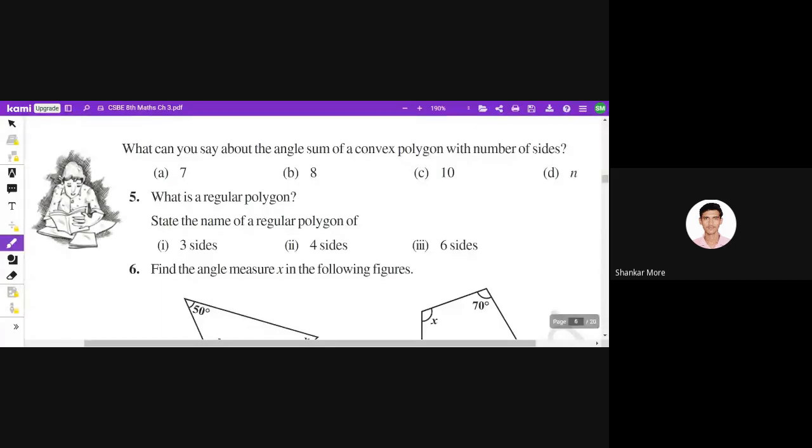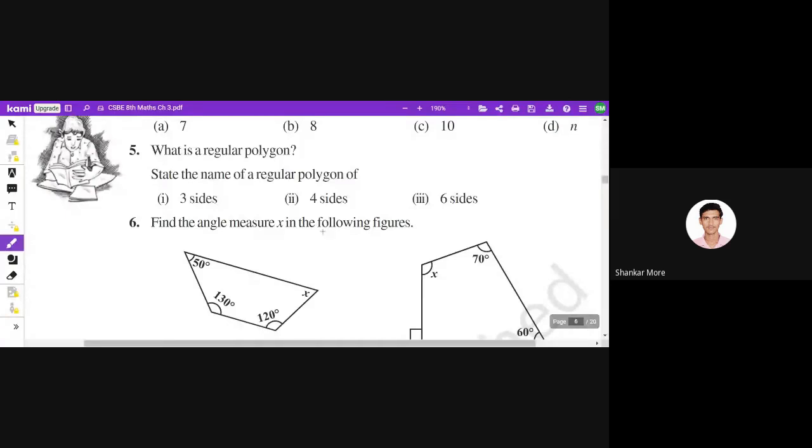What is the definition of a regular polygon? The definition says, if a polygon has all its angles and all its sides equal, then it will be considered a regular polygon, right? So if you take the example of this triangle, is this a regular polygon? It's not.